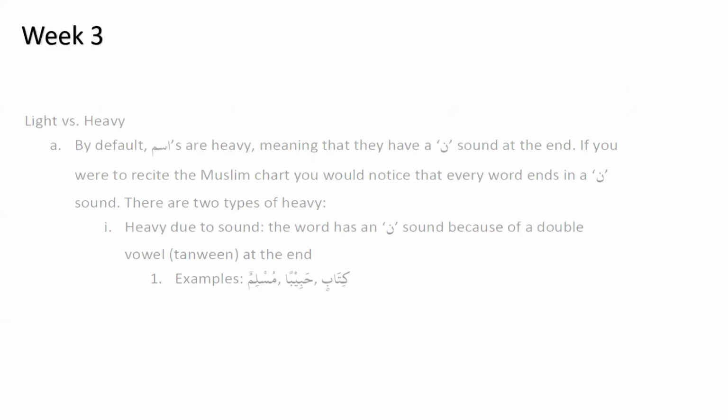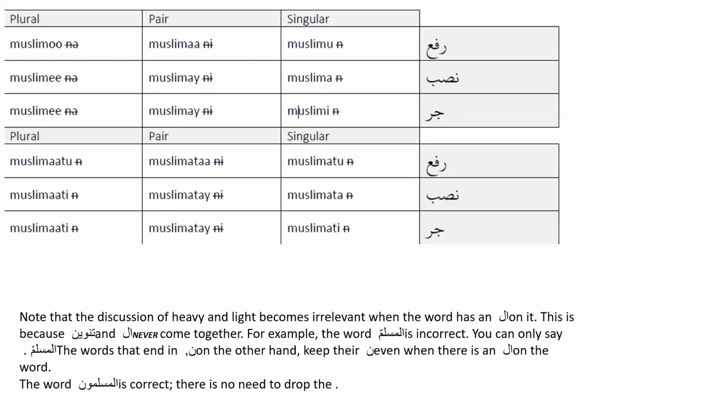And we have the light chart that we did last week. So we have it here, you can see in English. It was muslimani, we just take the noon out. Muslimun, we take the n out. Muslimuna, we take the na out. Okay, so this is how we made it light.